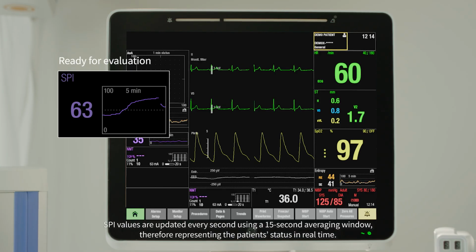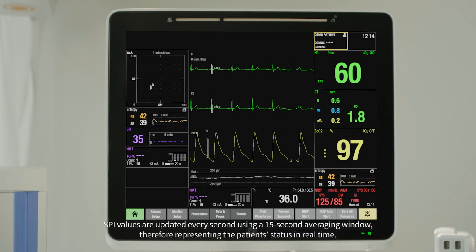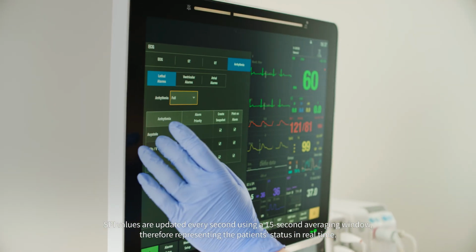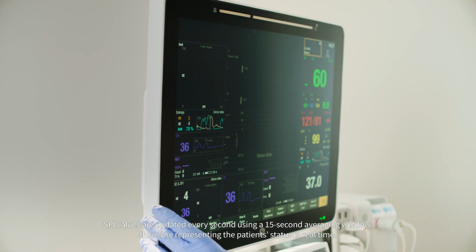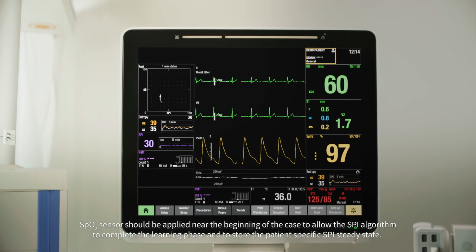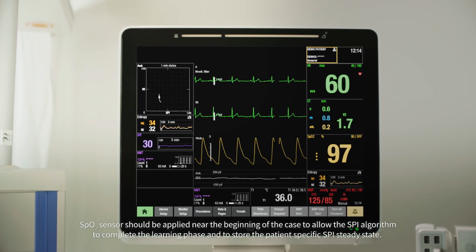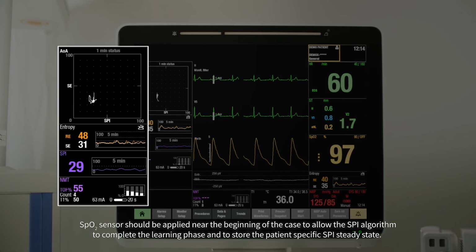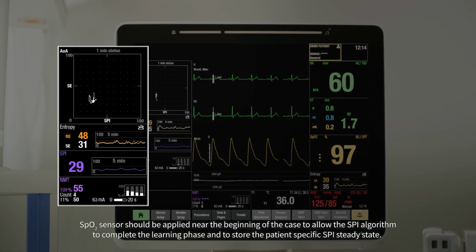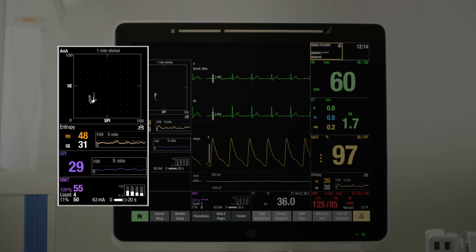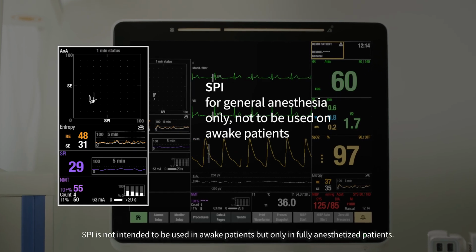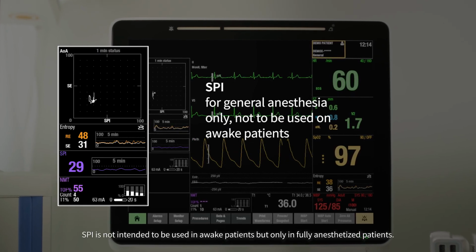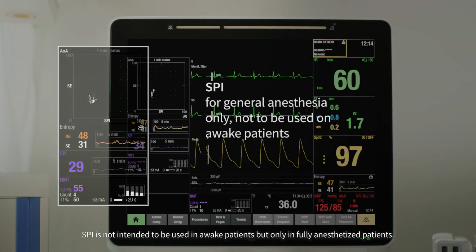SPI values are updated every second using a 15-second averaging window, therefore representing the patient's status in real time. The SpO2 sensor should be applied near the beginning of the case to allow the SPI algorithm to complete the learning phase and to store the patient-specific SPI steady state. SPI is not intended to be used in awake patients, but only in fully anesthetized patients.